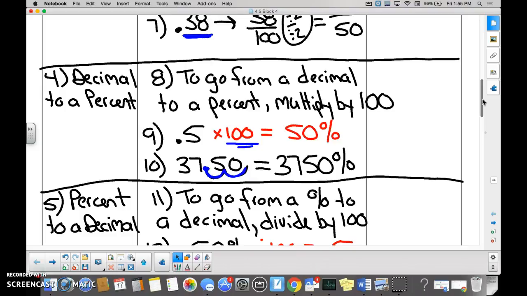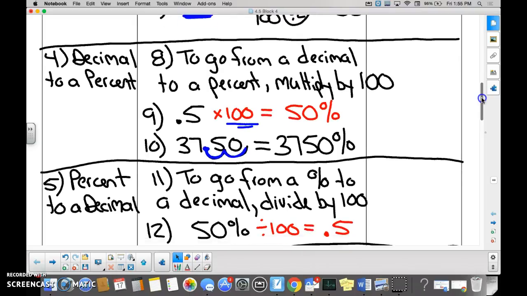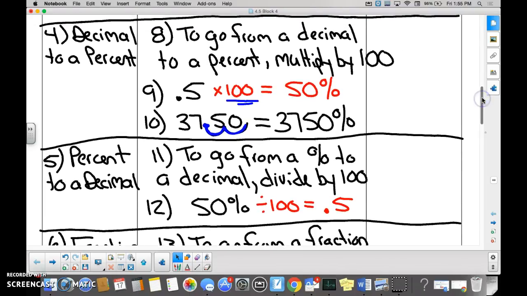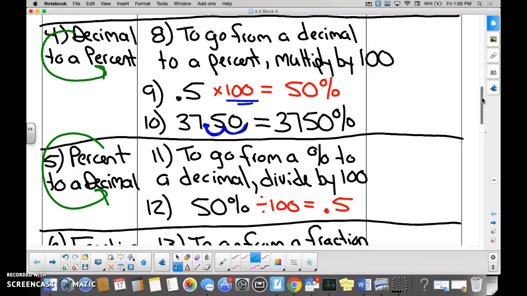Percent to a decimal. Instead of multiplying by 100, so now we're doing the opposite. Instead of going from a decimal to a percent, we're going from a percent to a decimal. So instead of multiplying by 100, we divide by 100. And if you divide by 100, you move the decimal point which way? To the left. How many places to the left are we moving the decimal point? 2.